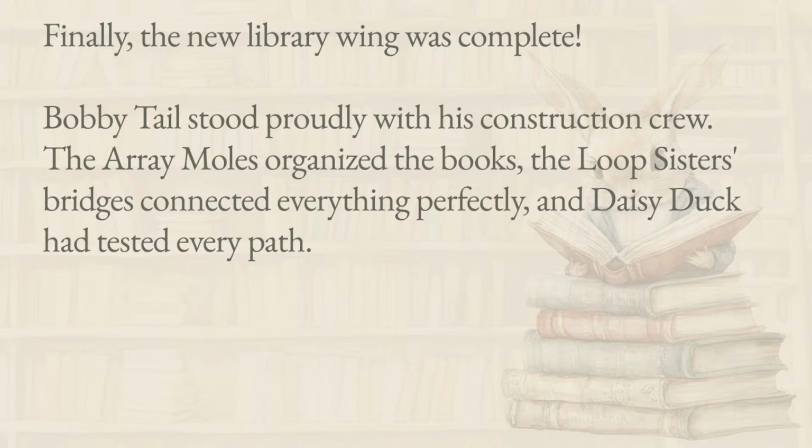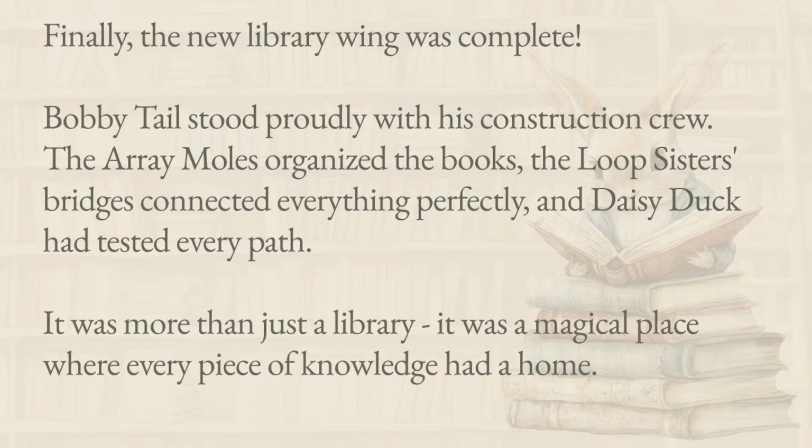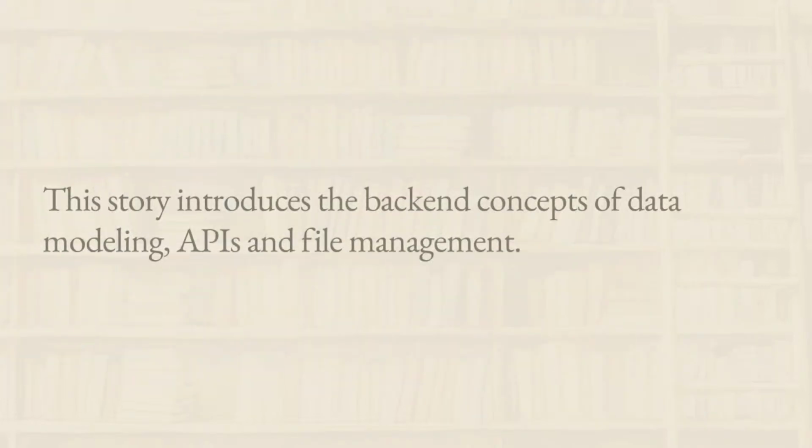Bobby Tail stood proudly with his construction crew. The Array Moles organized the books. The Loop Sisters' bridges connected everything perfectly, and Daisy Duck had tested every path. It was more than just a library. It was a magical place where every piece of knowledge had a home. This story introduces the back-end concepts of data modeling, APIs, and file management.